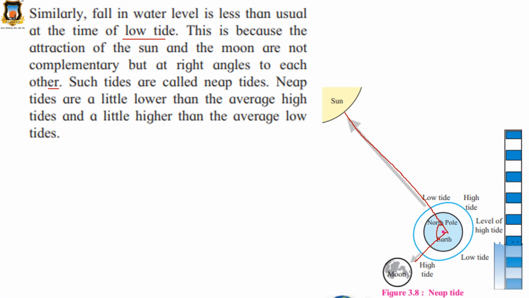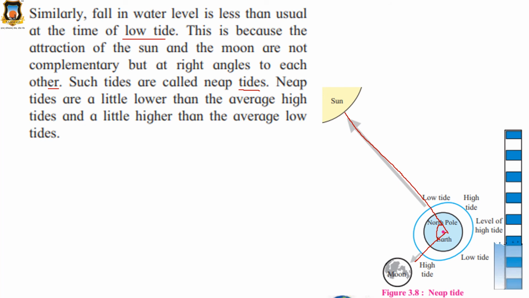Are you all getting it? Okay. So, now see, fall in water level. Here low tide, here low tide, here high tide, here high tide. Here you can see the bulge. So, this is because the attraction of the sun and the moon are not complementary, meaning same, but at right angles to each other. They are at the right angle. The pull, the force. Such tides are called neap tide. When the position of the sun, the earth and the moon or the pull is at right angle, it is called the neap tide.